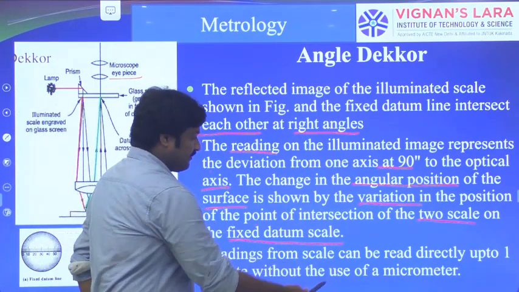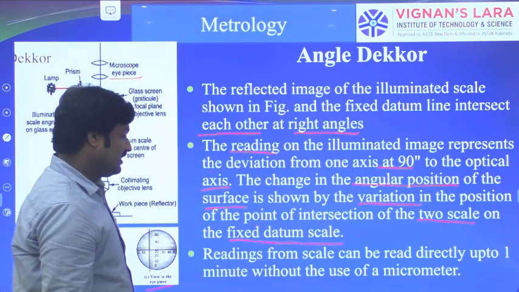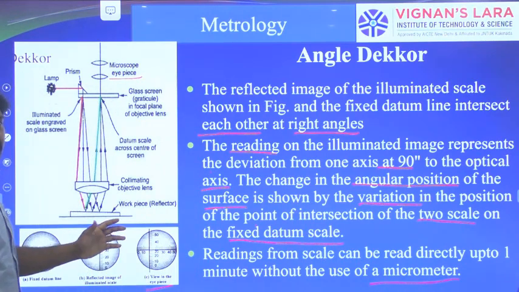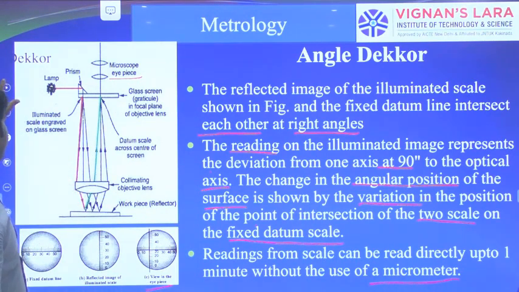The reading from the scale can be read directly up to 1 minute without the use of a micrometer. Without any use of a micrometer, we can identify the angle up to 1 minute.